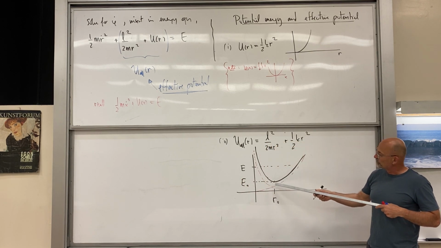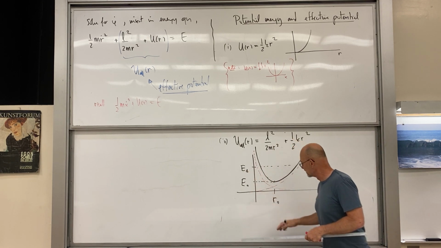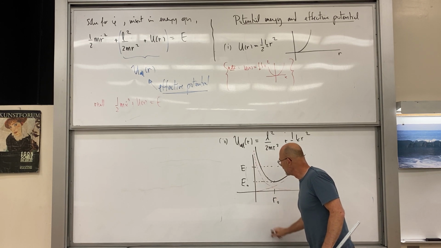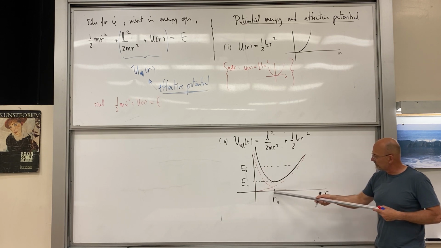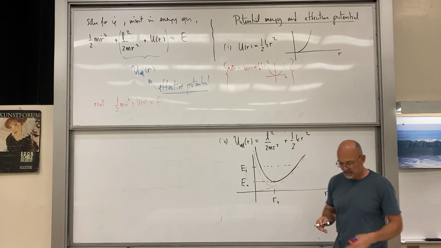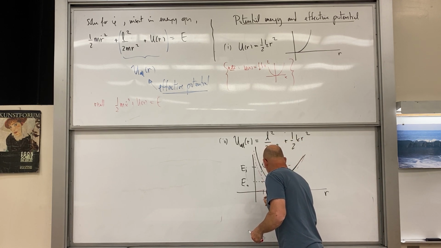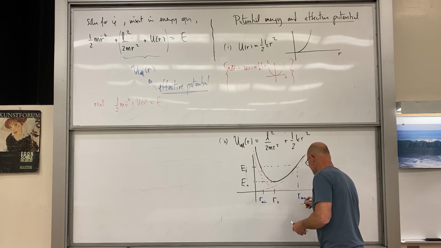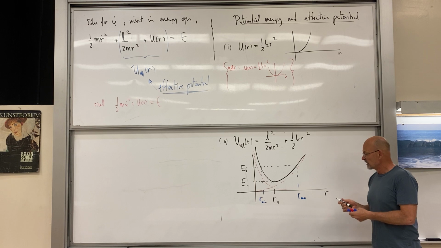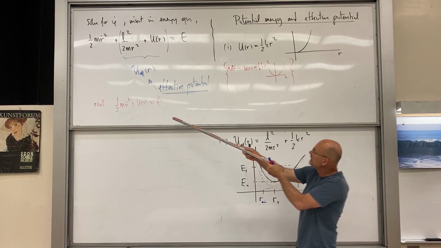But if it has more energy than E0, say just this E here, I could call it E1, then it's restricted, but it moves between 2 points. Let's get another color here in the mix. So for E1, we could have R minimum and R maximum. These are just the kind of analyses that we did in the past with this situation here.